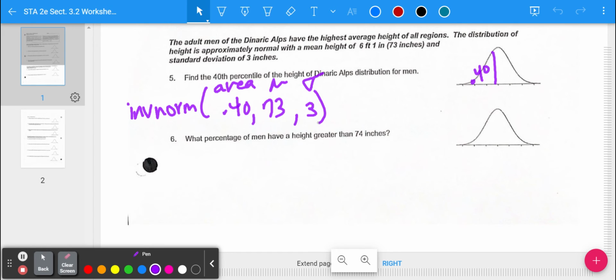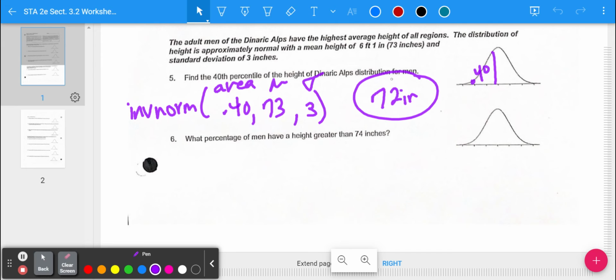And as we put that into the calculator, you see that the 40th percentile is a man that is 72 inches tall. And again, for the worksheet, it's fine just to put this, but we would want to put this in context if this were a test or a quiz.